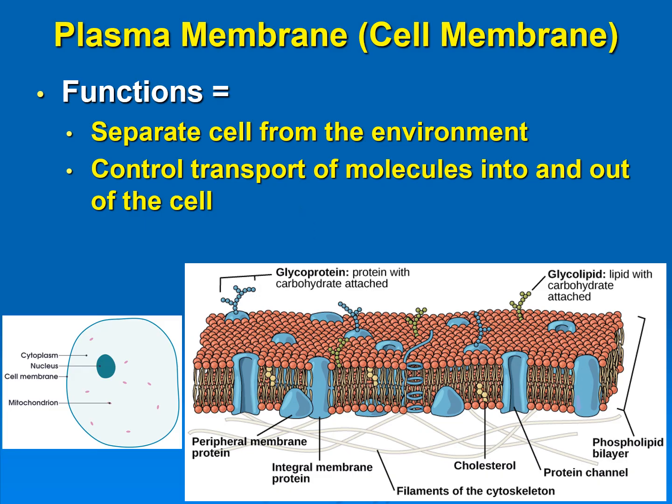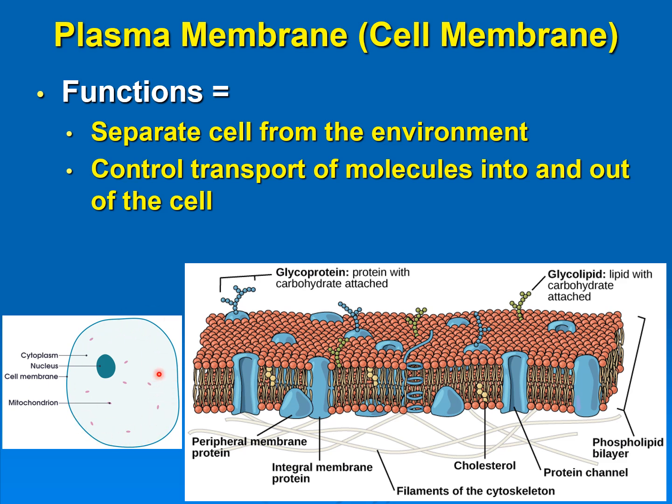So let's take a closer look at the cell's plasma membrane, or cell membrane. The function of the plasma membrane is to separate the cell from its environment. If we take a look at this picture on the bottom left, here's the plasma membrane surrounding the cell. You can see how it separates what's inside the cell from whatever is outside, in its environment. So that is one function of the plasma membrane.